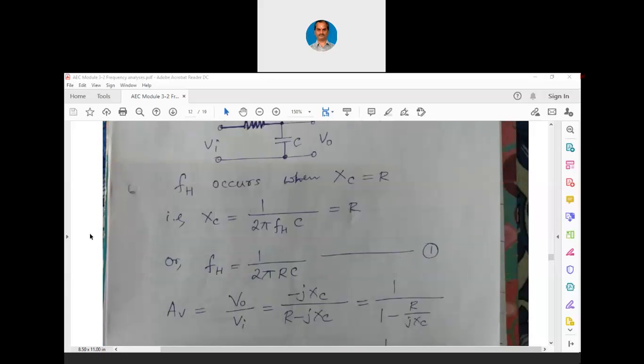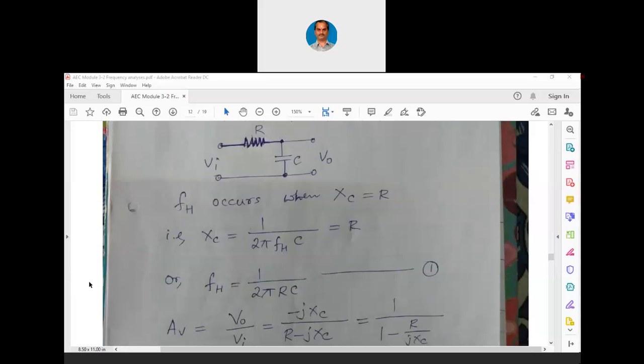Now let us write an expression for the voltage gain. AV is V0 by Vi. We are writing the gain for this particular network now. Don't think that we are writing the voltage gain for the amplifier. We are writing it for this particular network. So V0 by Vi is nothing but minus jXC divided by R minus jXC. Why? We are measuring the signal across the capacitance. So naturally, the reactance of the capacitance is modeled here as minus jXC.